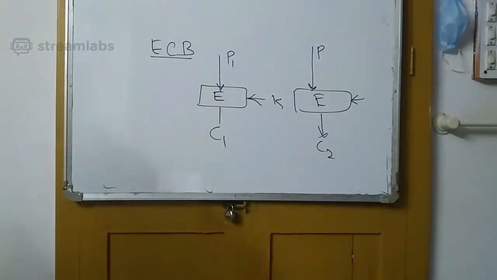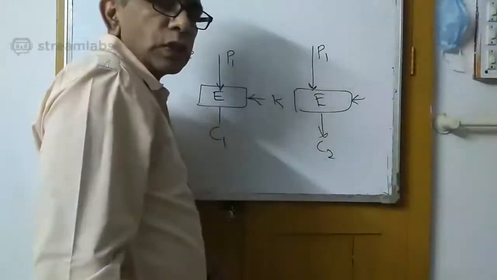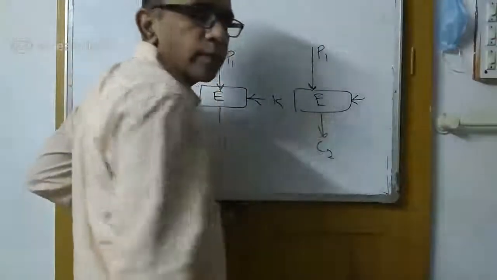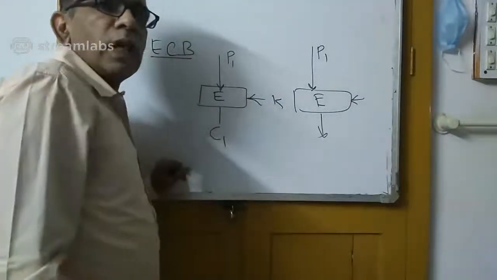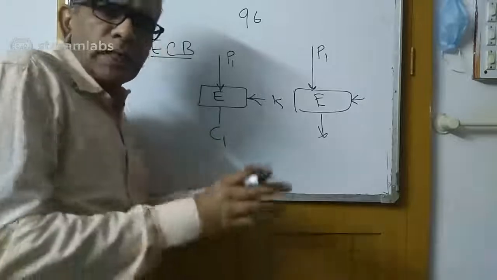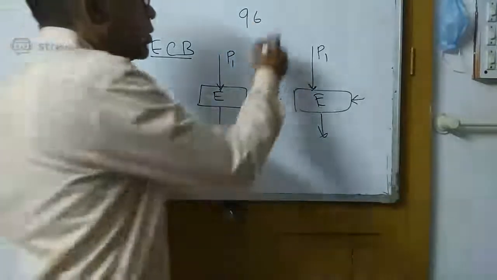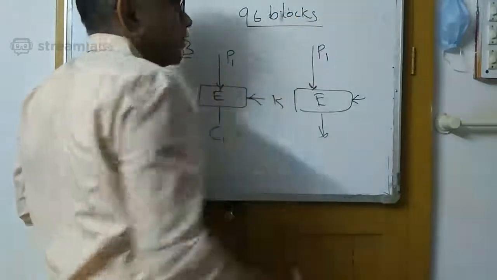But the major drawback of this ECB mode is, if I talk of identical blocks of plain text, the same P1, if it comes in the next stage, the ciphertext generated out of this block is going to remain the same. There is no difference. For example, say your plain text message, the complete message, got divided into 96 blocks.